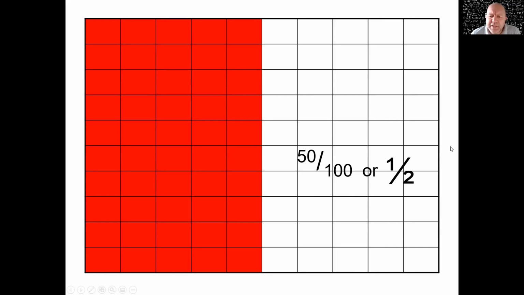But what about as a percentage? Remember, percentage means out of 100. So here we've got 50 out of 100. So our percentage is 50%. These two, although looking different, are exactly the same thing. 50 out of 100, 50 out of 100. That's what the percentage sign means.